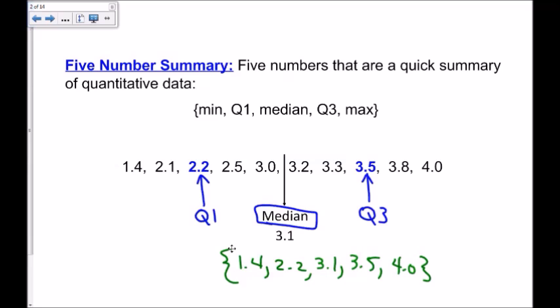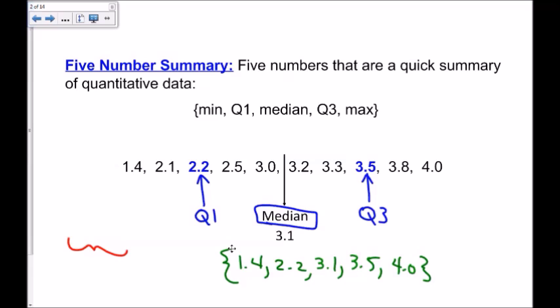Okay. Now it breaks up the data into quarters. So a fourth of the data is here, and a fourth of the data is in between these values. A fourth is in between these values, and a fourth is in between these values. And it gives us an idea of the center, the spread, because you can quickly find the IQR, and also the shape based on how the numbers are situated compared to each other. Now, it's kind of hard to see the actual shape of the distribution using a 5-number summary.